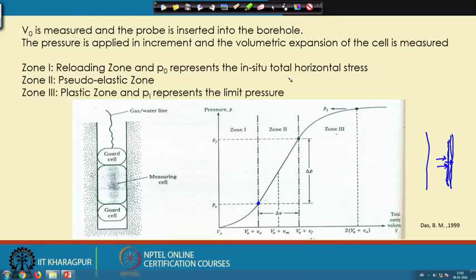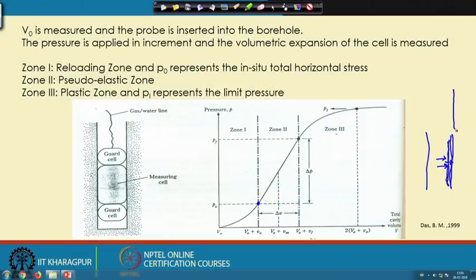the in situ total horizontal stress, because that is the original condition of the borehole before the removal of the soil. Suppose this is the original condition of the borehole, and we have removed the soil. The borehole soil will deform in this direction. This is the original surface, and this is the deformed surface. When we apply the pressure, it will go to its original condition again.